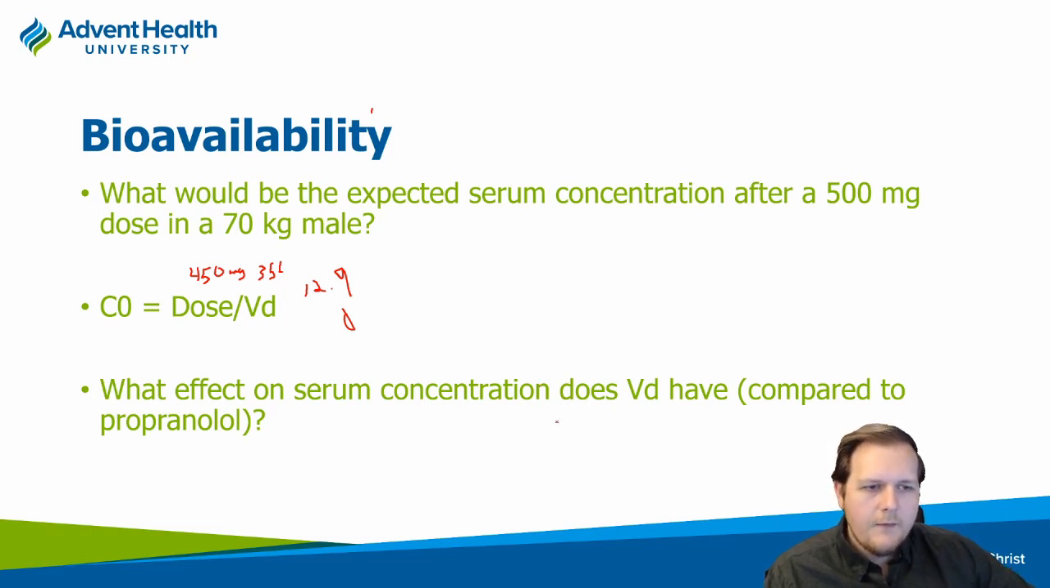But we can see what effect on the serum concentration VD would have here. If I look at this level, we have 120 milligrams of propranolol given to someone, and we got a level of like 0.14. Here I gave 500 milligrams, and I got a level of 12.9. That's much higher. So why is that? Well, it's because all that drug's concentrated in the systemic circulation because it has a lower volume of distribution, right? So with a lower volume of distribution, more stays in the bloodstream there, right?